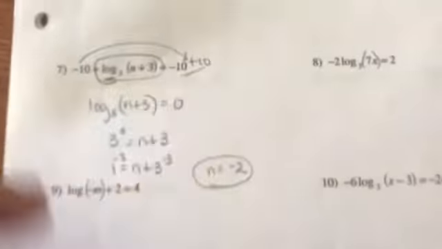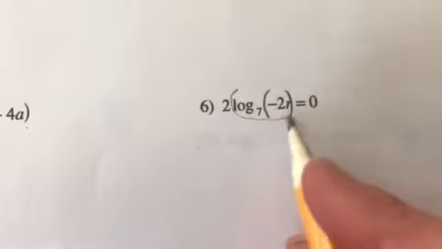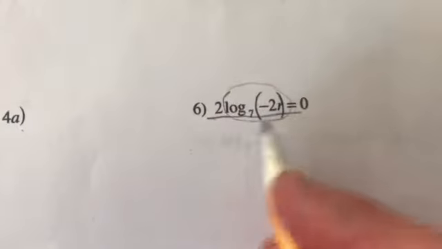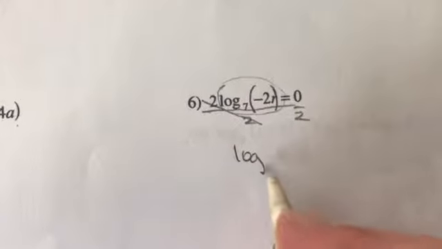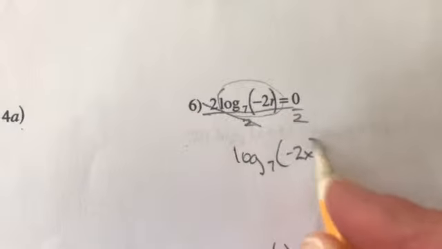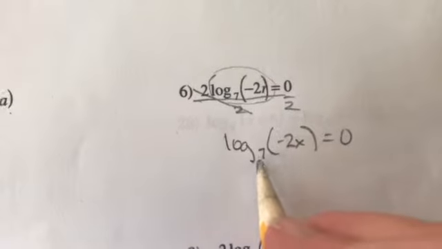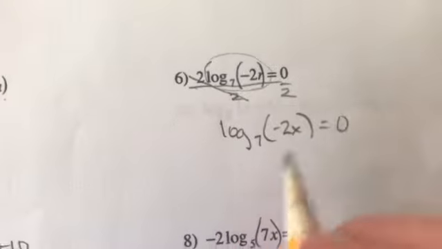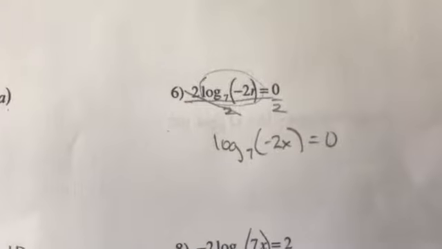I'm looking to see if you have one like that, and you do right here. I would get the log by itself, so I would start by dividing both sides by 2. So I'd have log base 7 of negative 2x equals 0. And then put that in exponential form: 7 to the 0 equals negative 2x. I don't want to do that one for you. I want to save it for you because it's amazing.